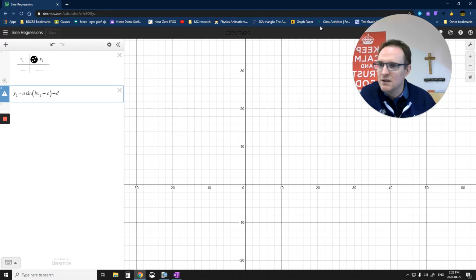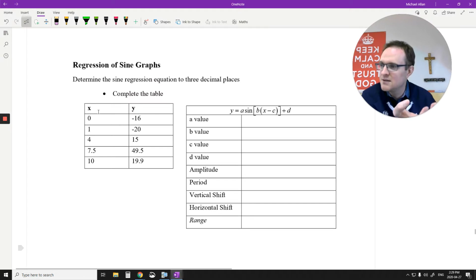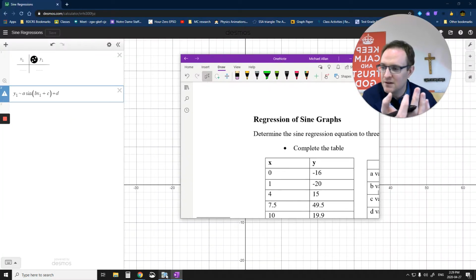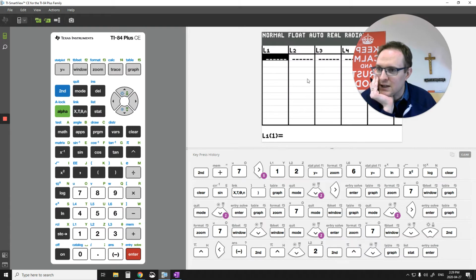Save this. I'll share you the link for that, so you can load that up yourself. And then it's pretty much just the same process. Here we're going to use a sine regression to do this. Now, if you want to use your graphing calculator to do this too, you can do the exact same steps we did before, where you go stat, you go edit, you put your x in the first column, your y in the next column.